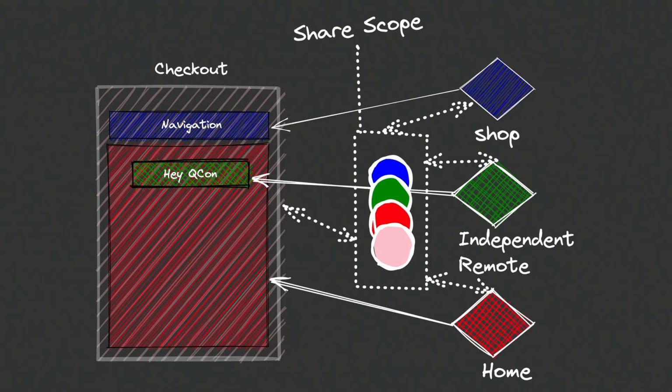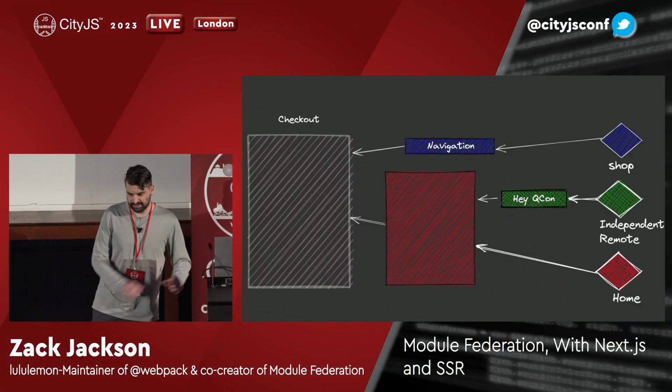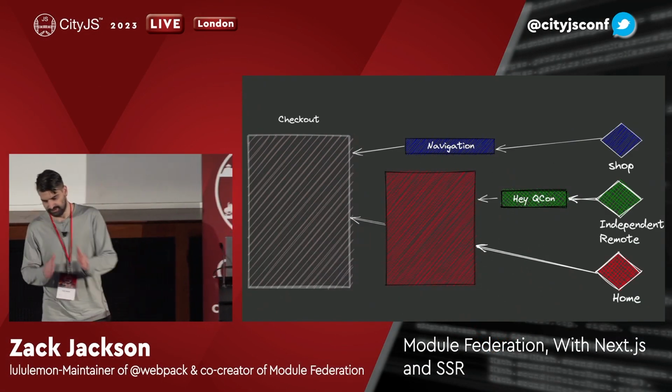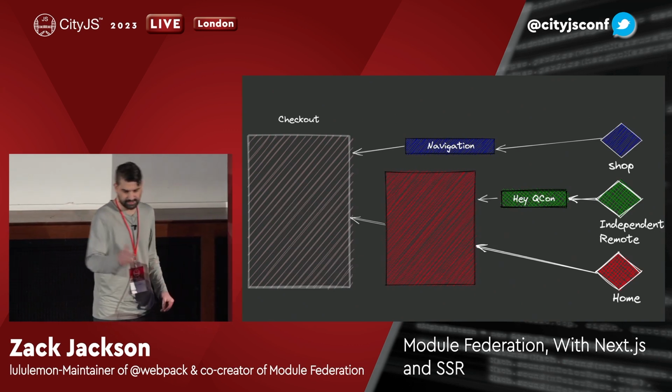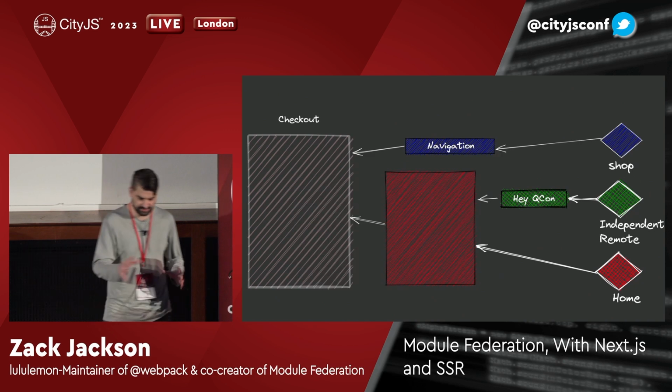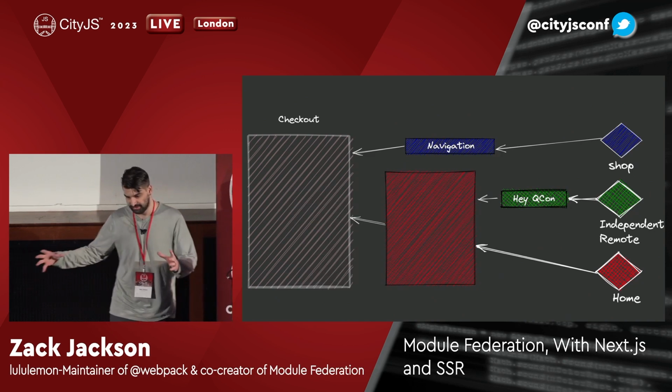We have 3 remotes. Checkout is going to be the host in this case. We have a share scope, and that's really where all the shared modules kind of blend into each other and figure out what they're going to do. And you can see the kind of import order here if we expand that out. You can see their independent remote is consumed by home, and home is consumed by checkout. Nav is also consumed by checkout. So that's kind of the tree hierarchy that I've got.